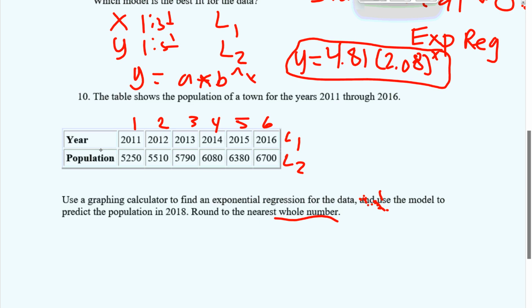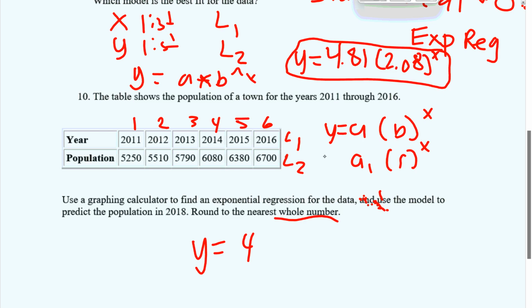Make sure those numbers are the same, and then hit stat, move over to calculate, go down to 0. And why we're doing 0 is because that's the chapter that we're in. Make sure your X list and Y list are L1 and L2. Go down to calculate, hit enter, and it'll tell you what your equation is. So here's my equation. This A that they give you, Y equals A, B raised to X, that A is actually your L1, and this B is actually your R.